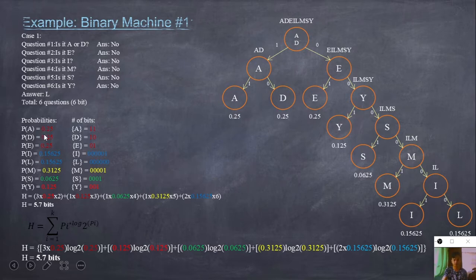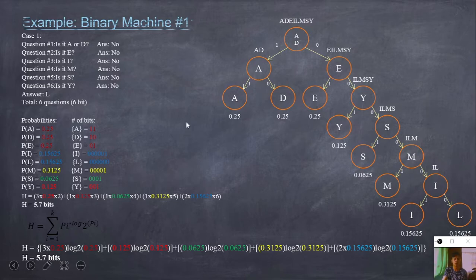For A, we look for A. A is 0.25. For D, it is 0.25. For E, it is 0.25. And for I, it is 0.015625. For L, it equals 0.015625. For M, 0.03125. For S, 0.0625. For Y, 0.125.